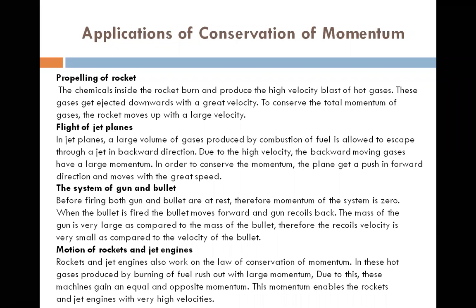I can explain one. The chemical inside the rocket burns and produces a high velocity blast of hot gases. These gases get ejected downwards with a great velocity. To conserve the total momentum of the gases, the rocket moves up with a large velocity. Just read it and you will understand that when the gas is blown out from the rocket, it is ejected in the downward direction with great velocity, but to conserve the total momentum, the rocket moves up with a large velocity.